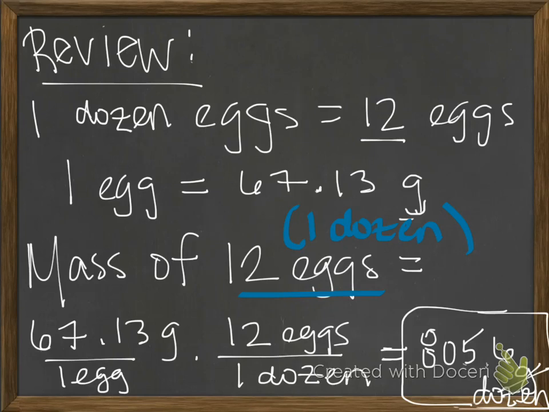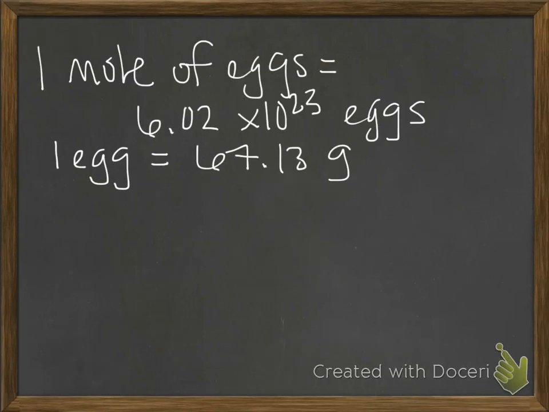So it's a really simple concept. I'm taking the mass of all of my things. I need to know the mass of each thing, each item. So let's expand that. Now let's say I have a mole of eggs, and a mole of eggs is 6.02 times 10 to the 23rd eggs. Again, 1 egg is 67.13 grams.